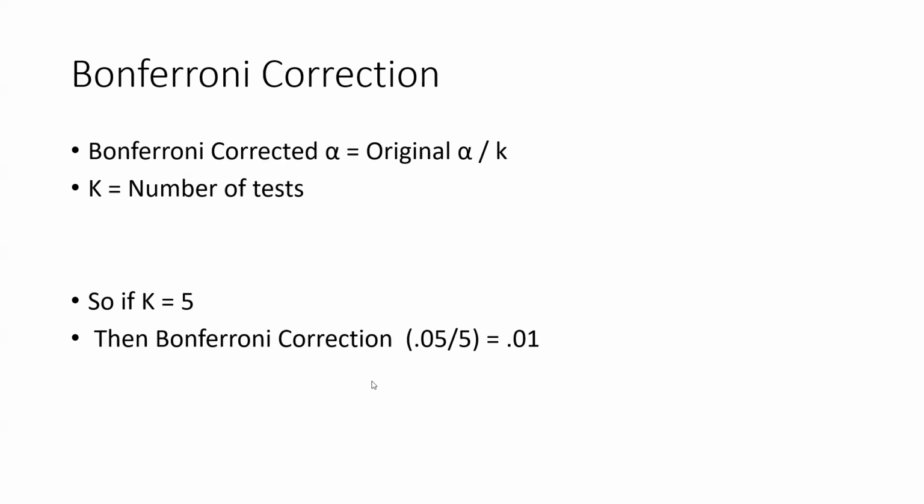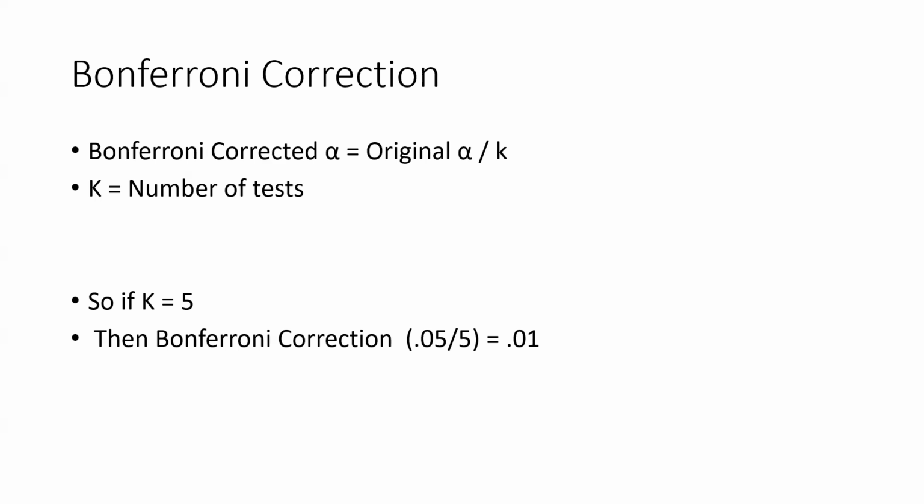Now, in this example slide, we're running 5 tests, and we're using an alpha value of 0.05. If that were the case, our Bonferroni correction would be 0.05, our alpha value, divided by the number of tests, 5, and that is 0.01. So what does this mean? What do we do with the Bonferroni correction figure?